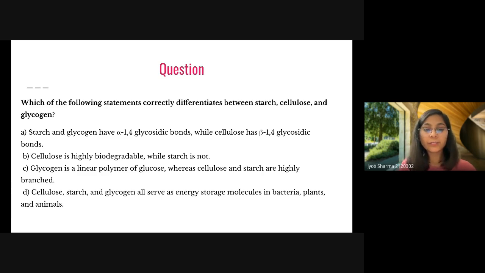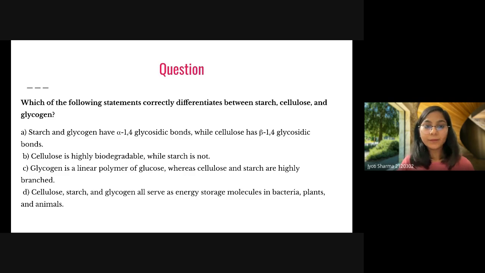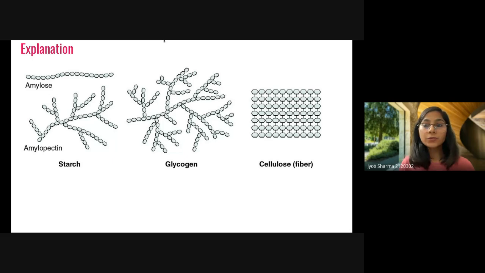Not D, but something else. Okay, so the answer will be A. Let me show you how. This is the basic structure of starch, glycogen, and cellulose. If we have a single chain, then this will be amylose. If there is one branch, then this will give you the starch. If we have multiple branches, then this will give you the glycogen. And if we have layered and very parallel chains, then this will give you the cellulose.